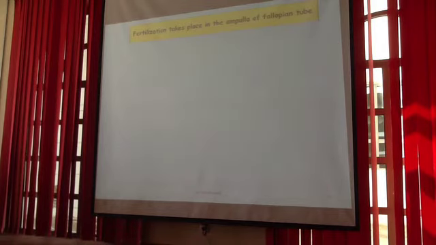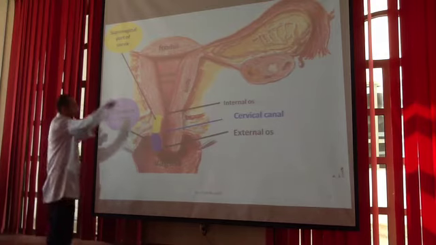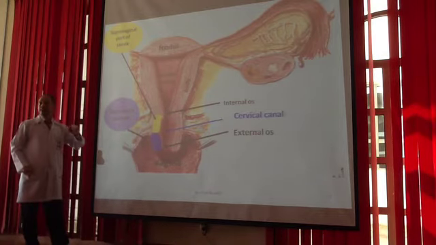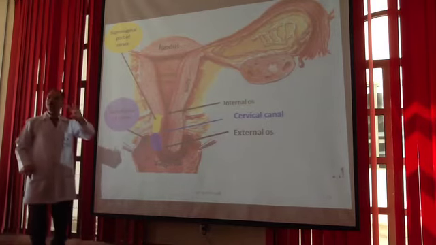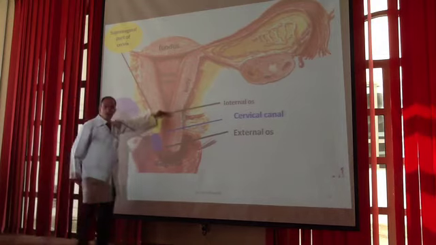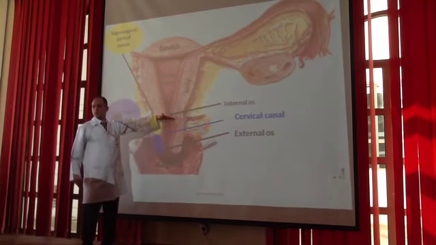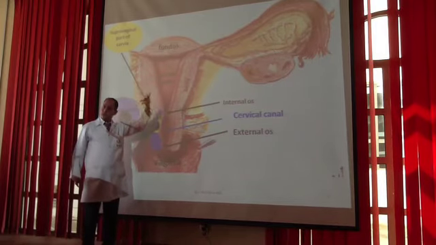Different parts of the uterus: we have the fundus, the body, and the cervix. The total length of the uterus is 3 inches, which is 7.5 centimeters. The cervix alone is 1 inch.